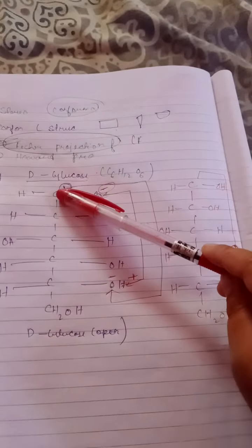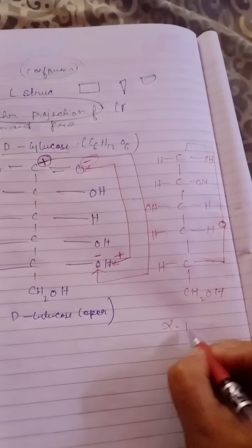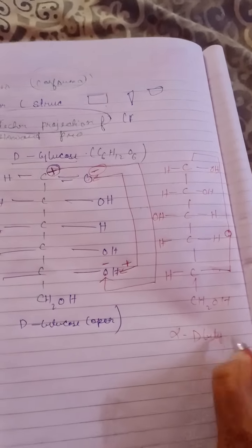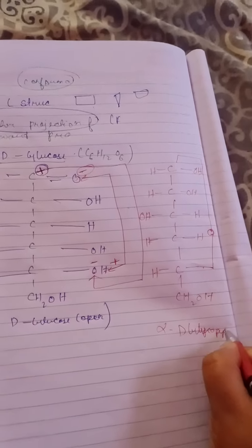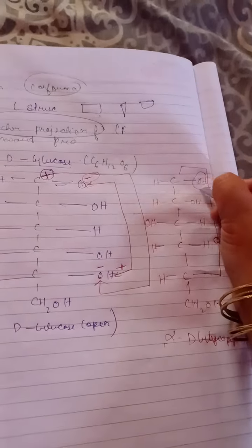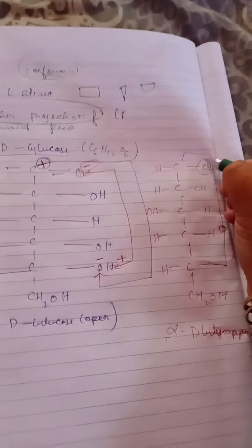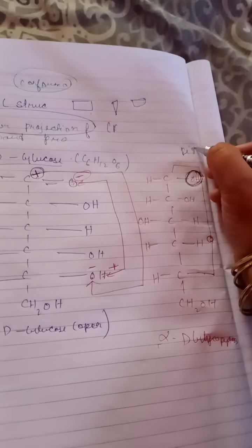In this open chain, this carbon will react with this oxygen, and you write oxygen here, and this hydrogen you write here by breaking the double bond. This is the structure of alpha-glucopyranose. You should write glucopyranose because it comes in the form of a ring. This is alpha because OH is present on this side. Carbon number 1 OH is present on which side? Right side. This is alpha.